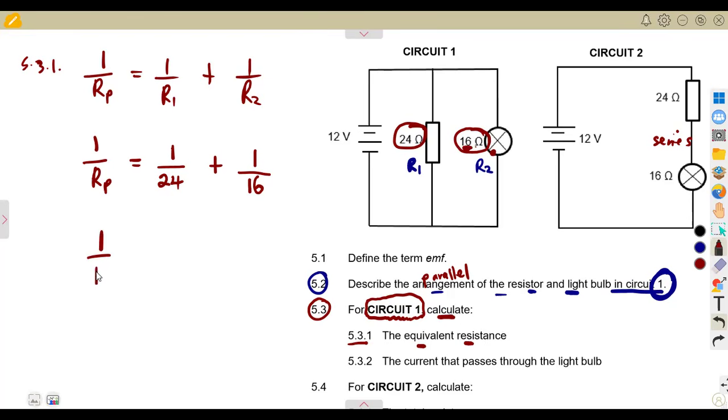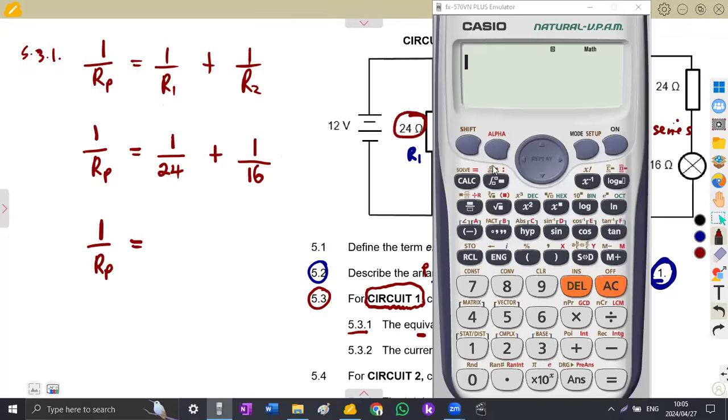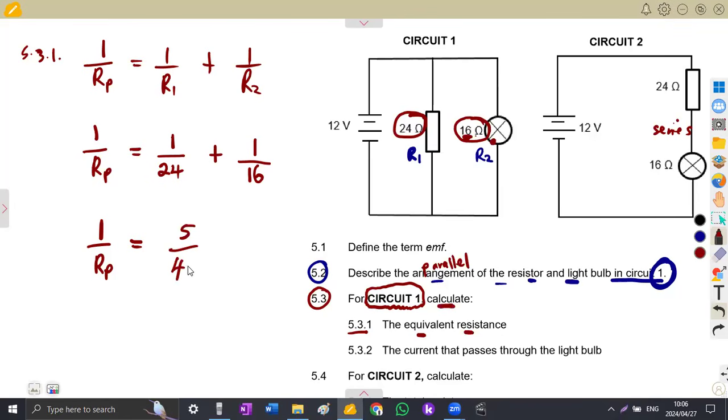So this is you and your mathematical calculations. You can use your calculator to simplify 1 over 24 plus 1 over 16. After that, you find the reciprocal, because this is 1 over Rp, not Rp. Let us use our calculator: 1 over 24, then you add 1 over 16. This is going to give you 5 over 48.